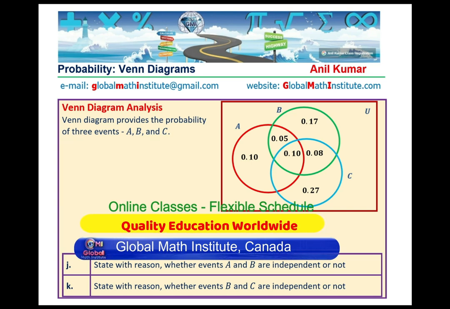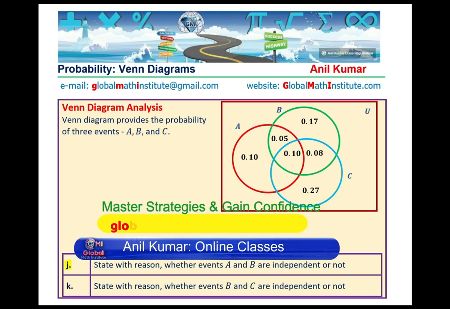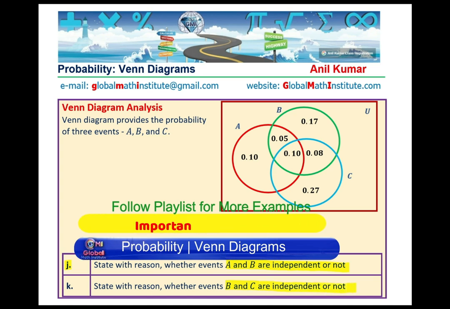Here is part of the question which I have discussed earlier. We have given you the probability distribution in the form of a Venn diagram for three different events A, B, and C. And now the question is: state with reason whether events A and B are independent or not. And part K is to look into whether the events B and C are independent or not.